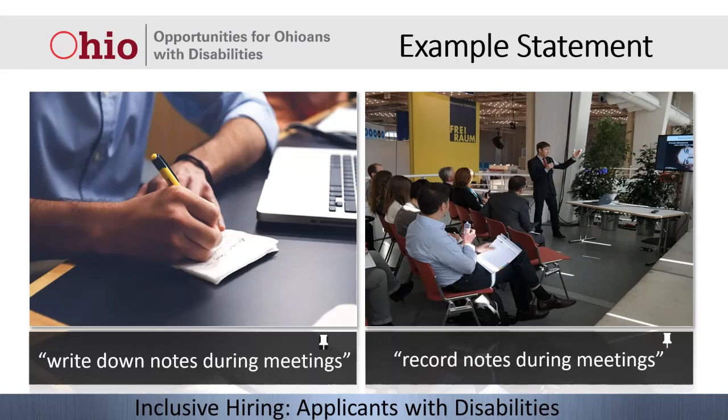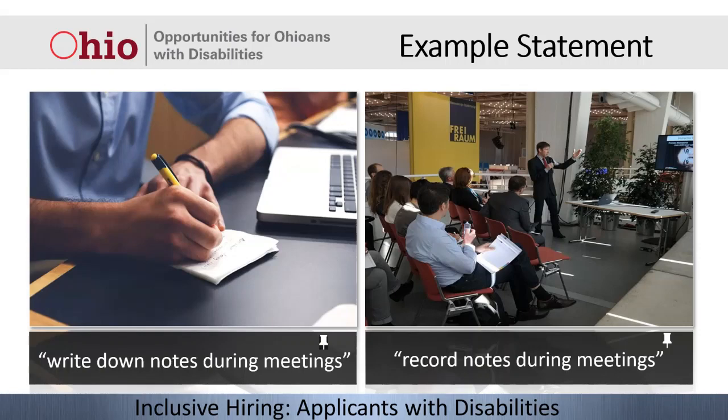The words write and record are both active verbs, which are recommended to use. Both statements are written in the present tense. However, the second statement is written based on the outcome of the task and not on the customary way the task is performed. Replacing the word write with record makes this essential function inclusive because an interested applicant with a significant physical limitation with writing won't feel unqualified because of the requirement to write notes, but may feel qualified because of the ability to record notes in another way.